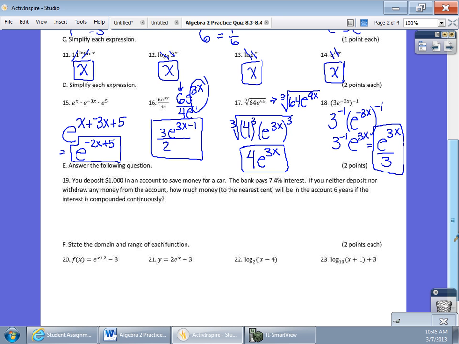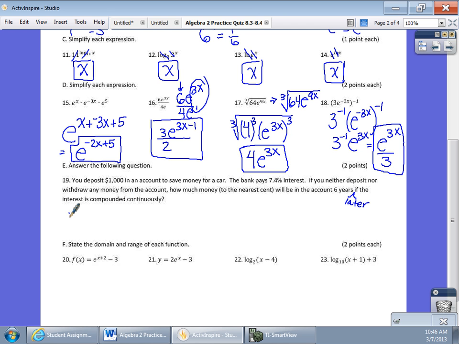Here it says you deposit $1,000 into an account to save money for a car. The bank pays 7.4% interest. If you neither deposit nor withdraw any money, you're not putting any more money in, you're not taking any out, how much money to the nearest cent will be in the account 6 years later, if the interest is compounded continuously?